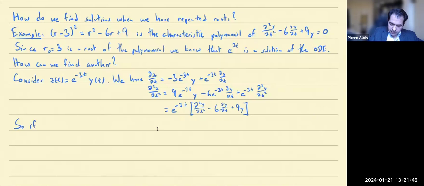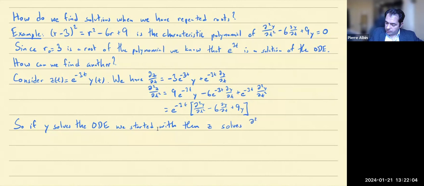So if y solves the ODE we started with, then z solves this much simpler equation: the second derivative of z with respect to t is equal to 0, right? Because if y satisfies this and you plug it in here, then this is all 0, and so the second derivative of z equals 0. But if the second derivative of z is equal to 0, then we know exactly what z is. z is a polynomial of degree at most 1.